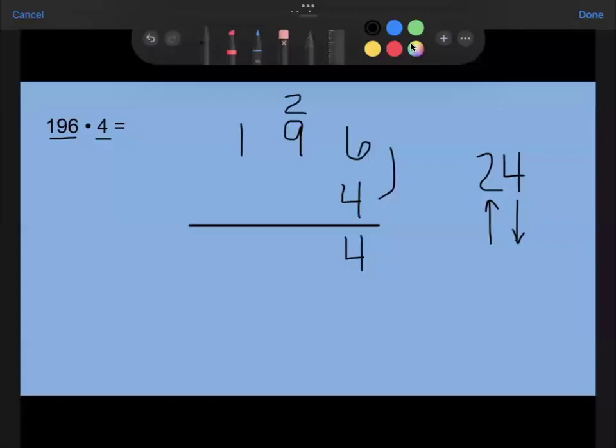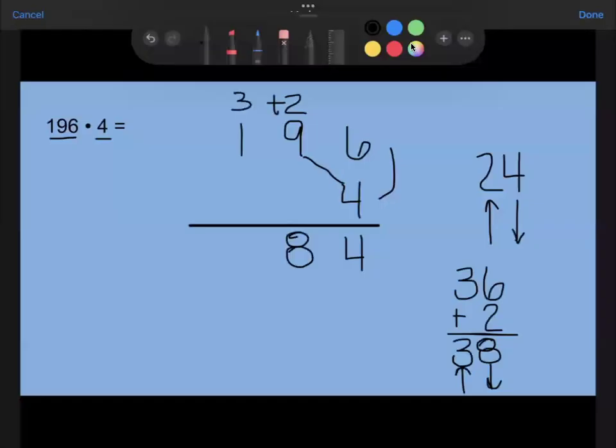Okay, so next I will do 9 times 4, which is 36. Okay, but now I have to add the 2 that's been regrouped up here. So it's not times 2, but this time we're adding 2 that's been regrouped. So if I add 2 to that, I get 38. So what that means is the ones go down and the tens go up. So the 8 comes down here and the tens number gets regrouped over into the next place value, which is the hundreds place.